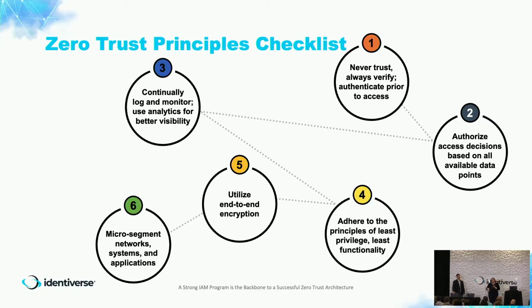Adhere to the principles of least privilege and least functionality. Least functionality is when you get that microsegmentation, we close all available routes into the application or that segmented network, except for one if possible, maybe two because you need to break glass sometimes, but one to get in and out, right?